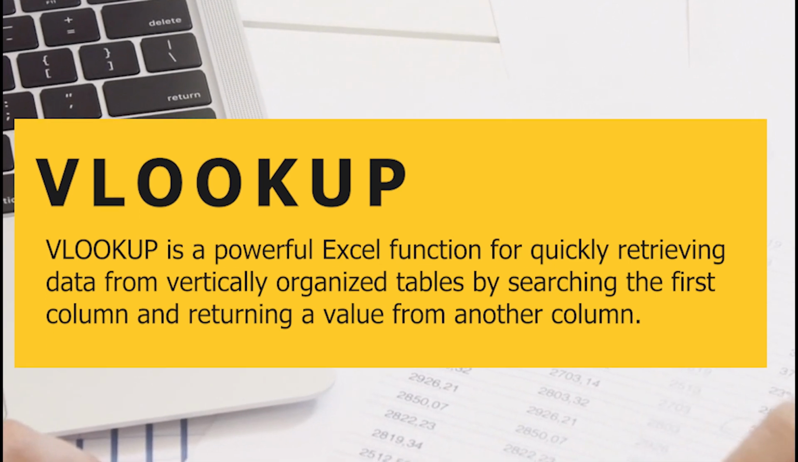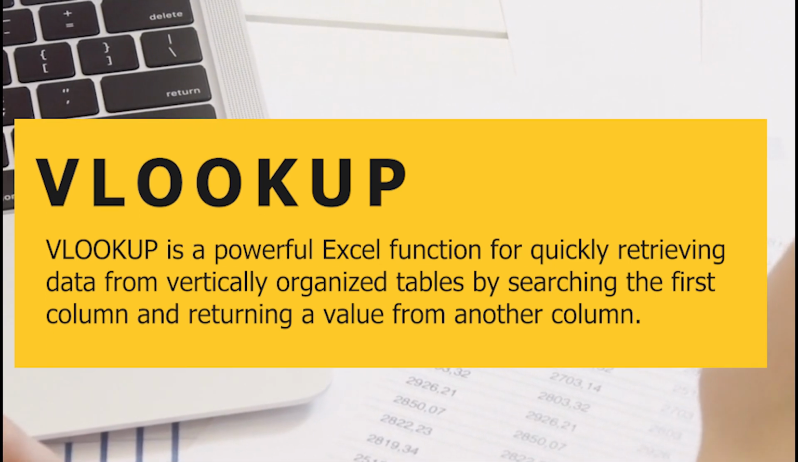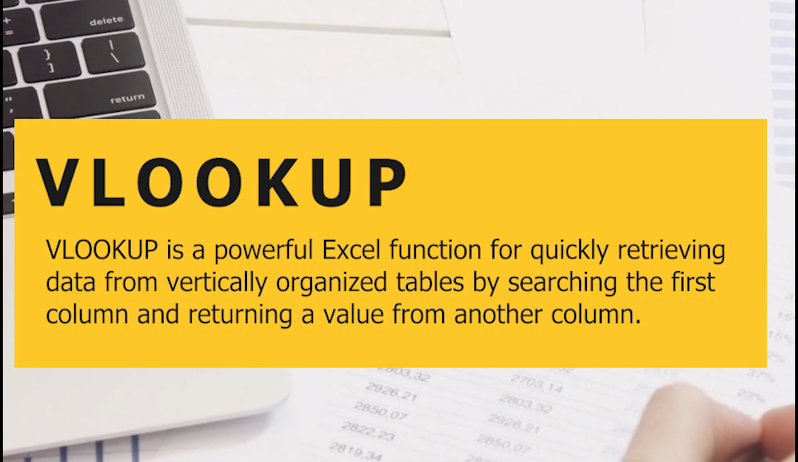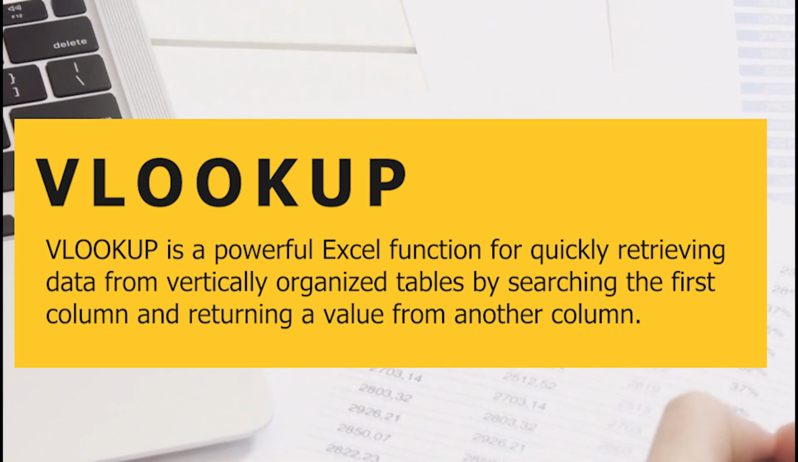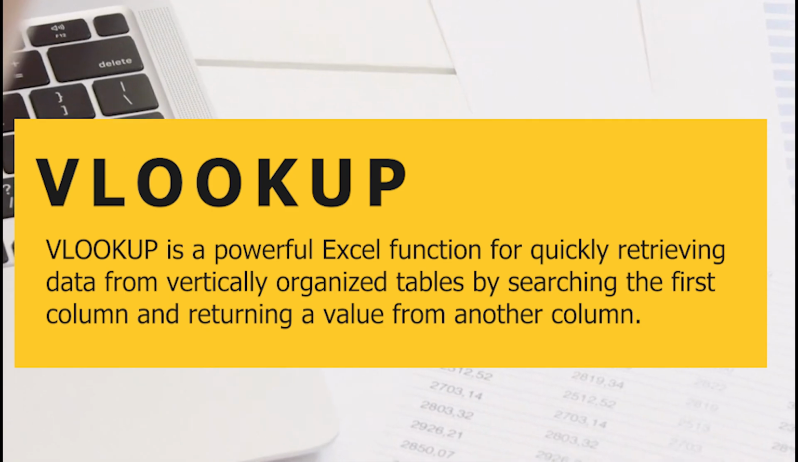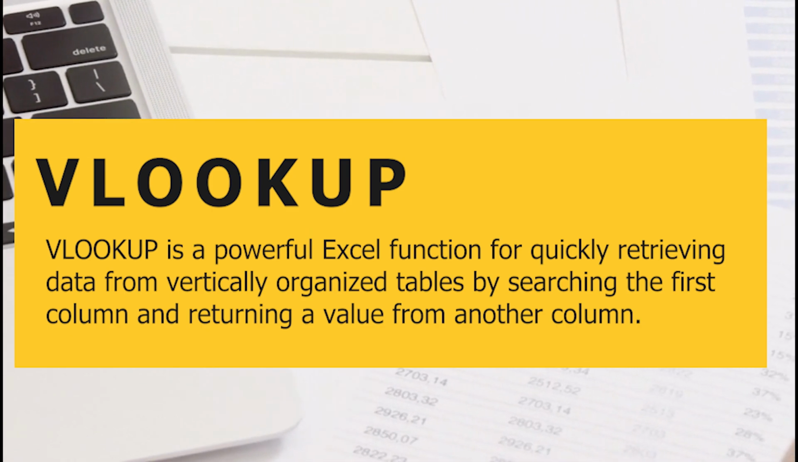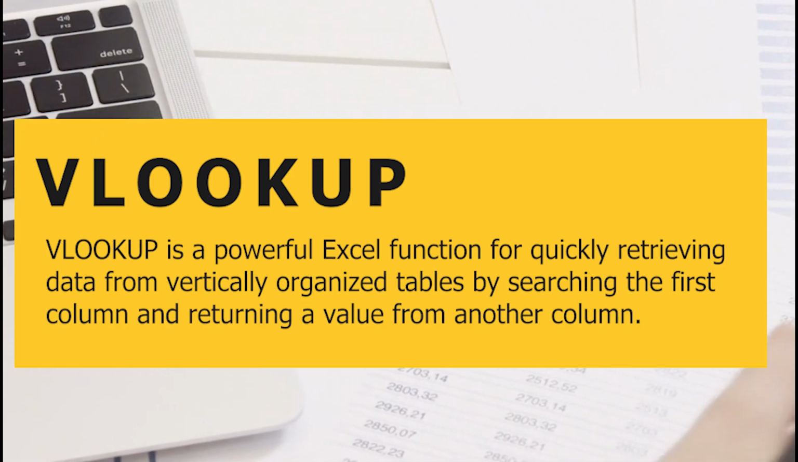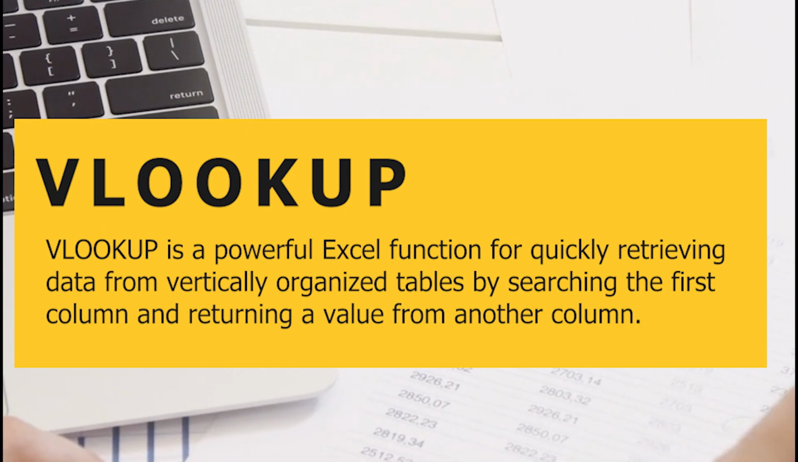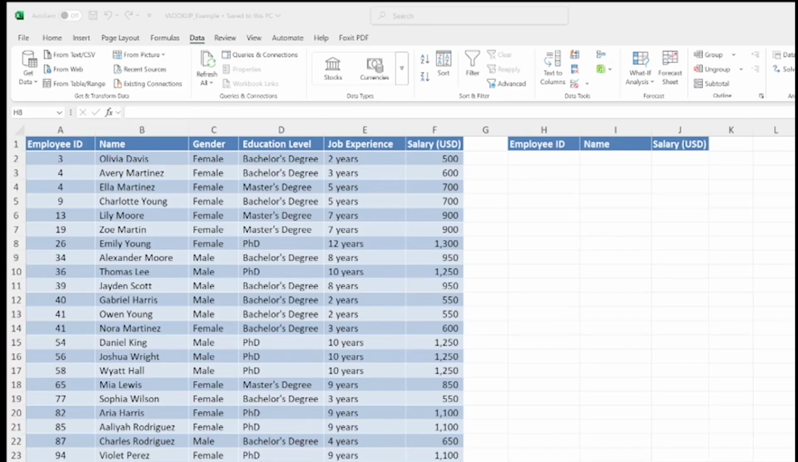VLOOKUP is one of Excel's most versatile and powerful lookup functions. It is ideal for quickly finding and retrieving data when your information is organized into vertical columns. With VLOOKUP, you can search for a value in the first column of your data table and return a corresponding value from any other column. Let's break it down with an example.